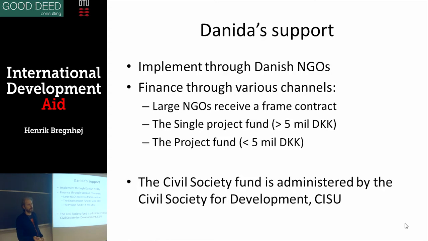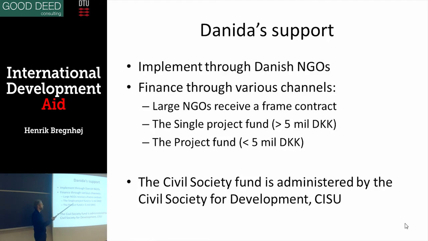For example, the Dan Church Aid, the church organization that is helping, or Mellemfolkeligt Samvirke, one of the very big NGOs in Denmark, they receive maybe 100 million Danish kroner per year. And they're doing many projects, but they are themselves managing. Every year they would send a report to Danida saying, this is what we did with the money, next year we want to focus like this, and then they get it all in one go.